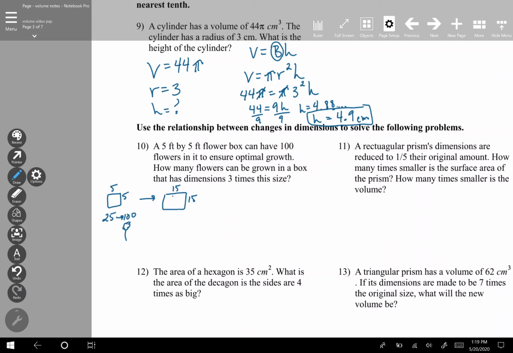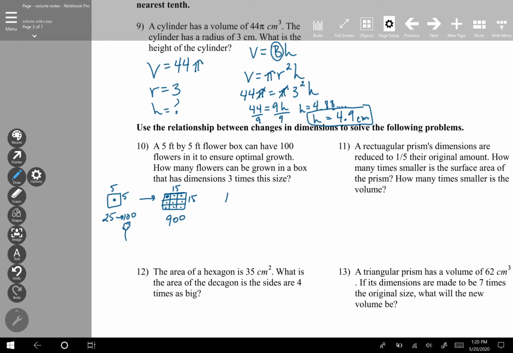So think about this. How many 5s can fit in 15? 3 of them. So it's going to be 3 times as big horizontally. And then we've also got 15 going this way, which is 3 times as big vertically. Each of these little boxes is one of these guys right there. If each of these can hold 100 flowers, how much can the whole big box hold? Well, there's 1, 2, 3, 4, 5, 6, 7, 8, 9. 9 of them. So this box can hold 900 flowers.